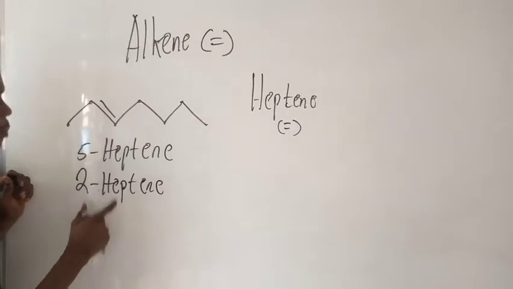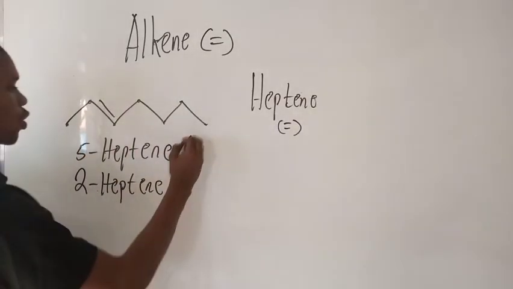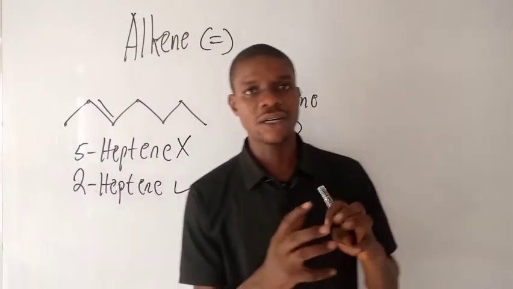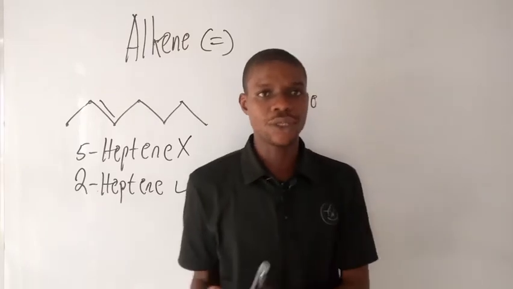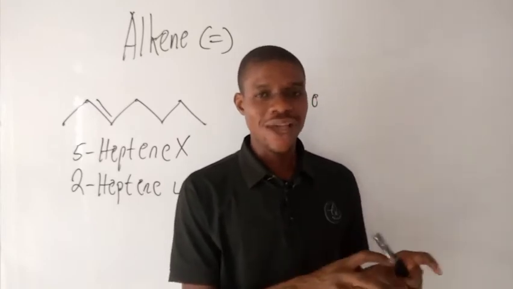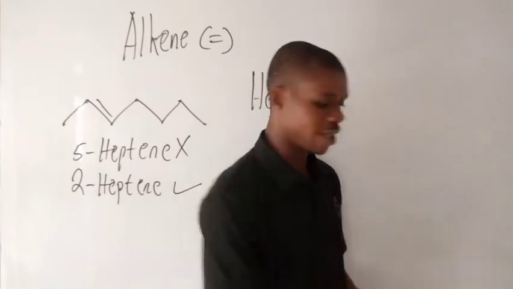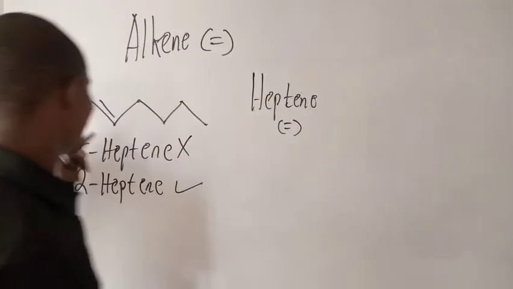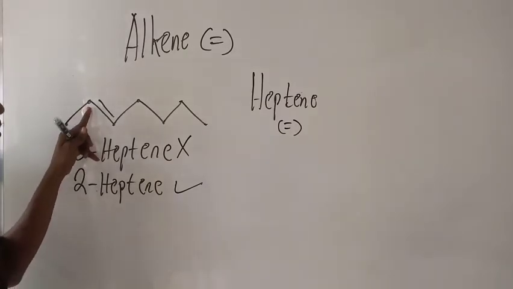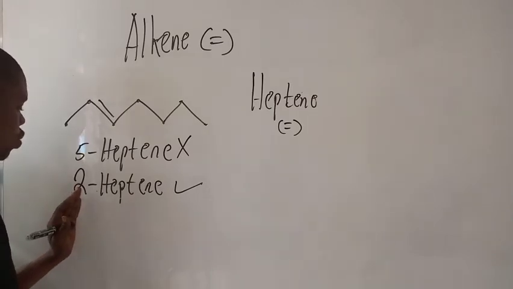So the correct one is the one that has the lowest possible number. This is the wrong one, and this is the right one. So when you are naming an alkene, the first thing you want to do is take the longest continuous carbon chain that contains the double bond, and number it such that the carbon with the double bond has the lowest possible number. That's what we have done here. The carbon atom here is the lowest possible number, 1, 2, carbon 2 carries the double bond. So that's why it's called 2-heptene.